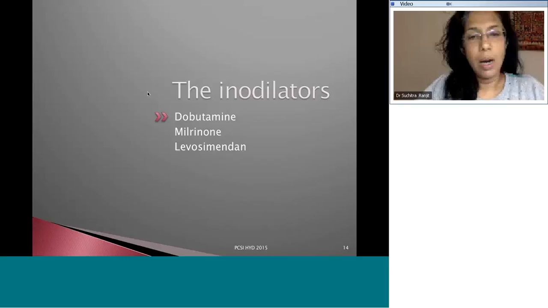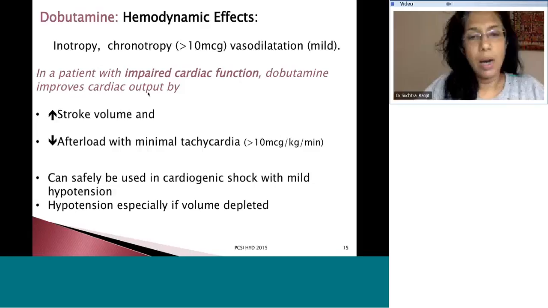Let's talk about the inodilators, and these are dobutamine, milrinone, and levosimendan. So starting with dobutamine, compared to dopamine, it has very good inotropy. It does have chronotropy, but instead of causing increased SVR, dobutamine causes vasodilatation and a lowered SVR. So it is a very good agent in a patient with impaired cardiac function because it helps the cardiac output by not just inotropy, thereby increasing stroke volume, but also decreasing afterload, all with minimal tachycardia, especially when the doses are less than 10 mics per kg per minute.